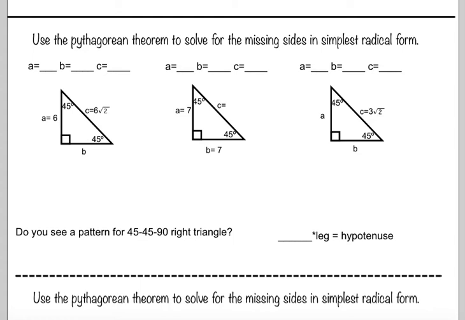Today we're going to talk about special right triangles. And to get into the special right triangles, we're first going to look at a few Pythagorean theorem problems. These problems will help us to see a pattern emerge, and the pattern is what we're going to use for our special right triangles. For this first one, all three of these actually are what we call 45, 45, 90 triangles.